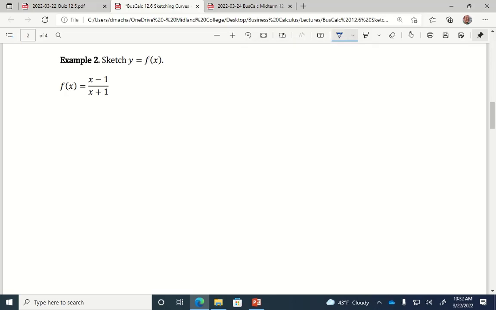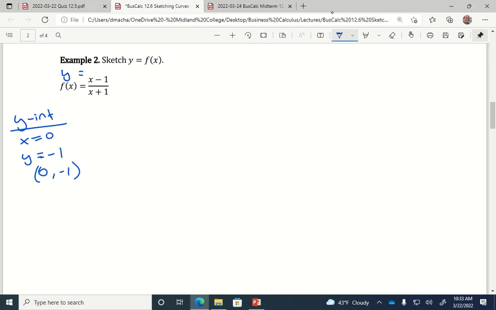So let's take a look at example 2. Number 1 says find the y-intercept if it exists by plugging in x equals 0. So if I plug in x equals 0 here, then y is equal to 0 minus 1 divided by 0 plus 1. So that's -1 divided by +1, which is just -1. So my y-intercept happens at (0, -1). That's step 1, finding that y-intercept, usually the easiest step.